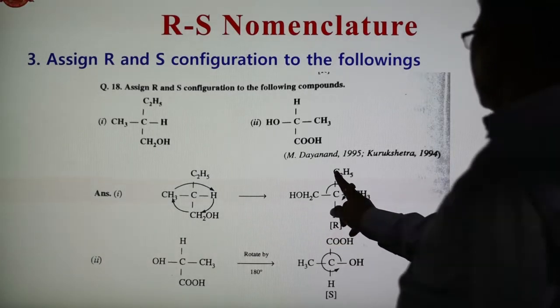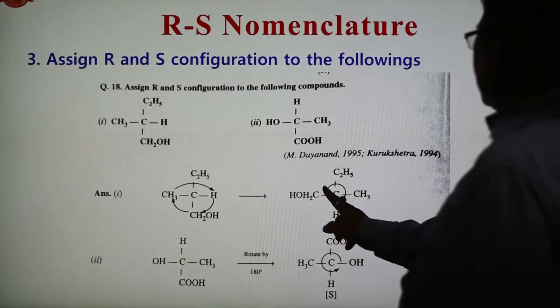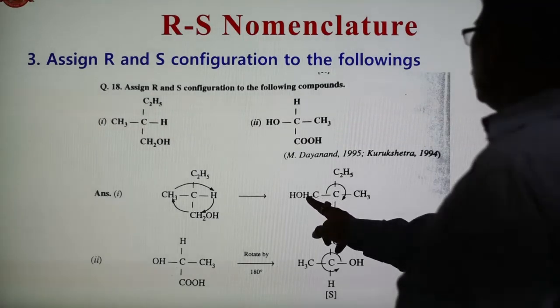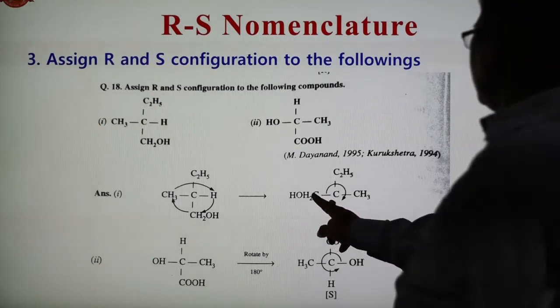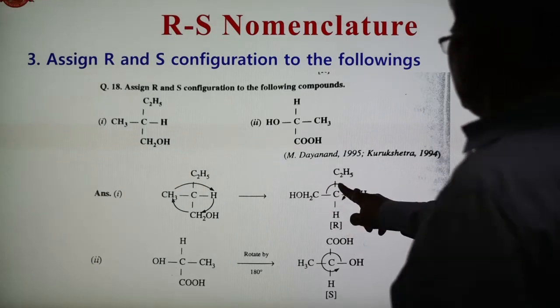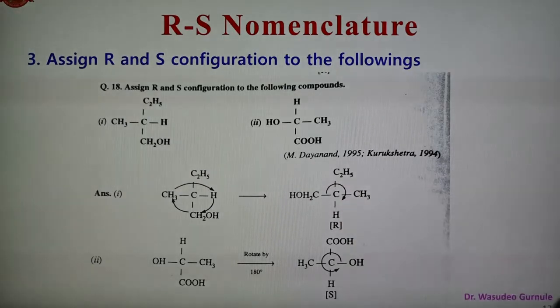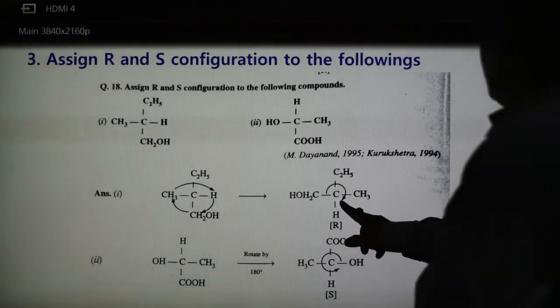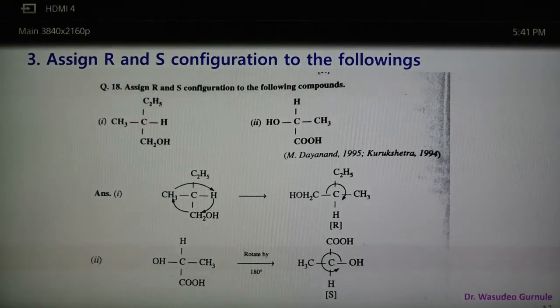This is also carbon, carbon, carbon, but this is the one because this carbon is attached to two hydrogens and oxygen, so this is one, this is second and this is third. So see 1, 2, 3. This is clockwise direction, right side, therefore it is rectus. So this compound has R configuration.